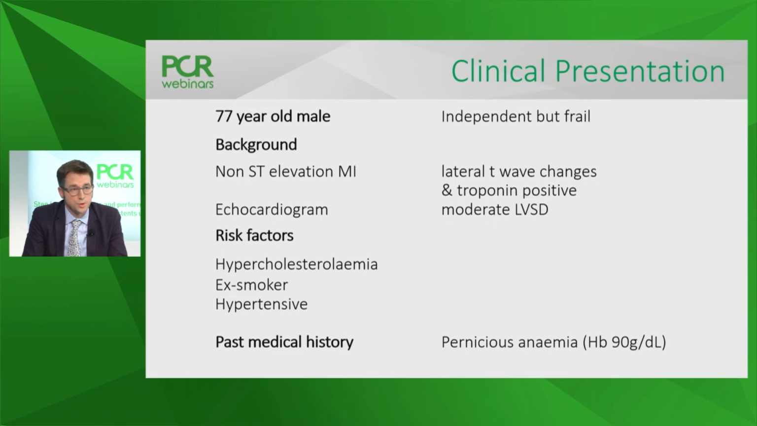Yeah, to discuss that, we selected a case. So, Tom, you selected one of your recent cases. Can you please lead us through the case? For sure. So this is increasingly a typical scenario in Bristol, and I'm sure elsewhere in Europe. A 77-year-old gentleman presented to us independent, but I think we acknowledge quite frail, in the setting of a non-ST elevation myocardial infarction. He has a troponin rise with some lateral T-wave changes, and a pre-angiographic echo shows moderate left ventricular impairment. Risk factors: hypercholesterolemic, previous smoker, hypertensive, and really the only worthwhile past medical history is pernicious anemia, with a hemoglobin of 90 grams per deciliter.